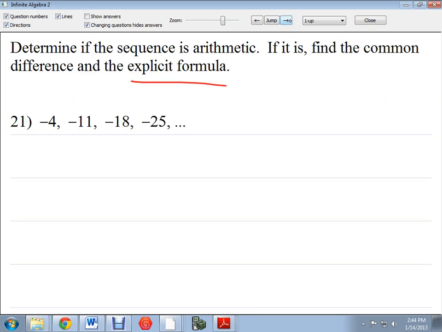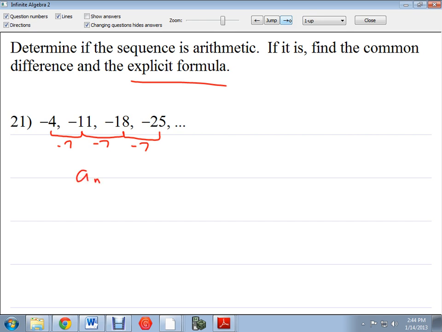Now, the explicit formula is just a formula that only references directly n. It's a very simple formula to use. So the first thing we want to determine is if it is arithmetic or not. And so we're going to look at the difference between all these terms. And in this case, it's going to be negative 7. It's going down by 7 each time. We want to write a formula to represent the nth term of this.